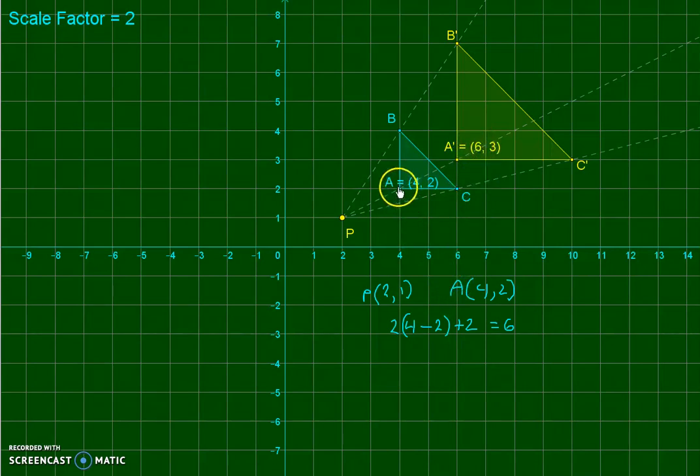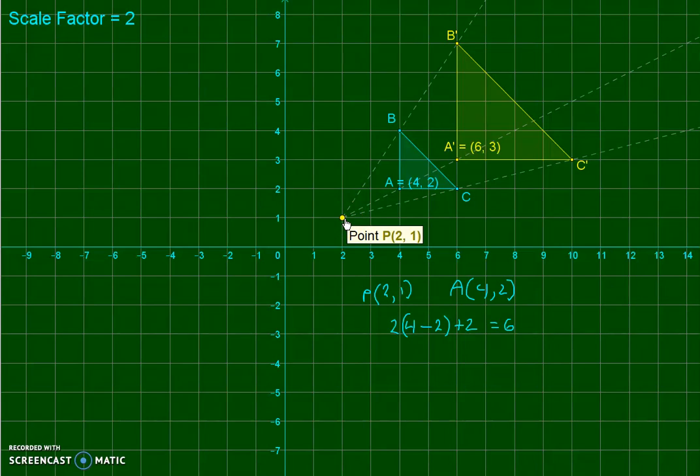So in essence, what we did was we took that point, 4, 2, and moved it over 2 units to account for this 2-unit offset. That was this calculation here. We multiplied by our scale factor, which dilated it, and then we moved it back the 2 units to account for the offset of that point in the x direction.